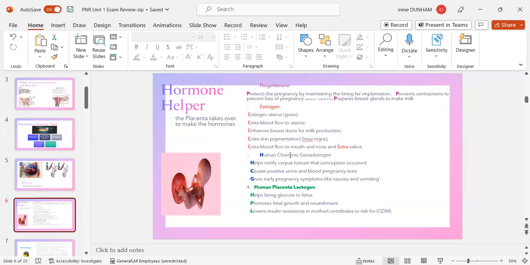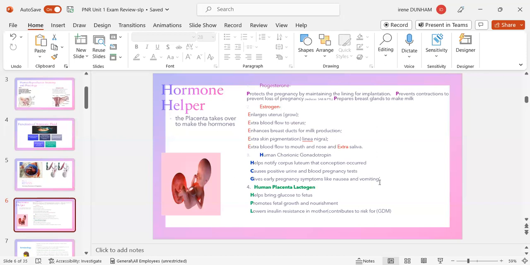Okay, then we go to the next hormone. And what's that? Human chorionic gonadotropin. Now this hormone, we abbreviate HCG. One, it helps notify the corpus luteum that conception has occurred. It goes, hey, we got a conception going on here. And then it causes positive urine and blood pregnancy tests. That's where that first hormone comes up in those pregnancy tests, HCG. And it gives early pregnancy symptoms like nausea and vomiting.